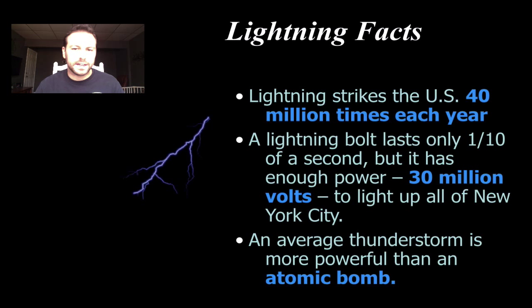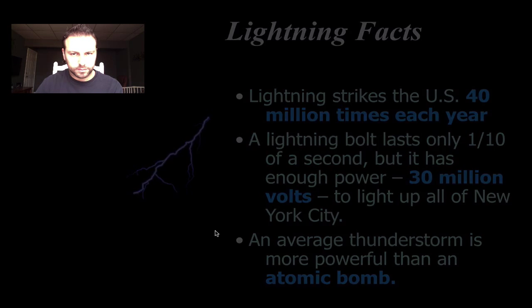And these are some lightning facts for you. We have about 40 million lightning strikes each year. A lightning bolt lasts for only 1/10 of a second, but has enough power to be about 30 million volts. And an average thunderstorm is more powerful than an atomic bomb. So a huge amount of energy stored in these low pressure systems associated with that warm, moist air that's rising.